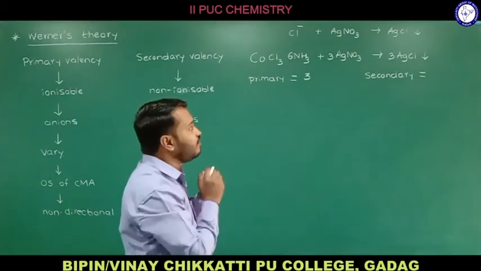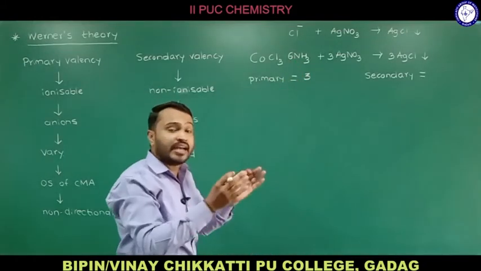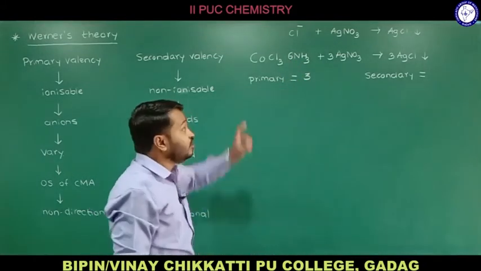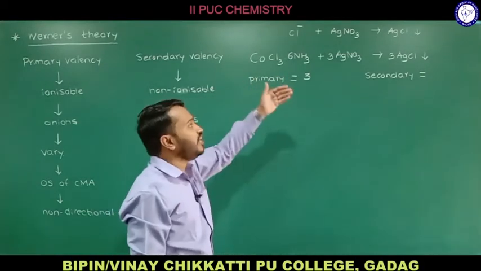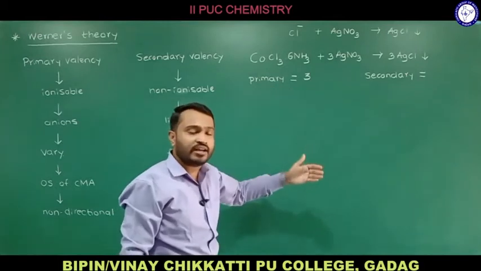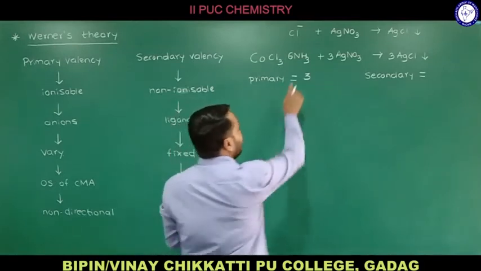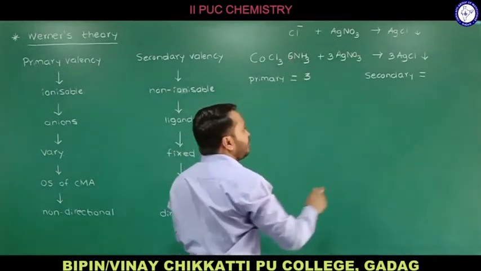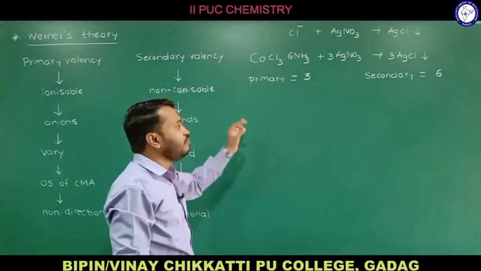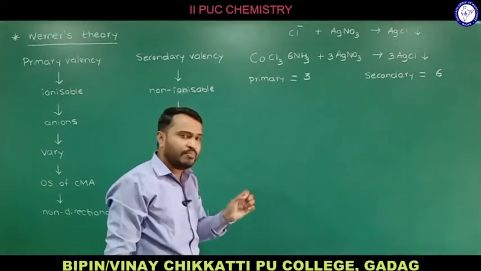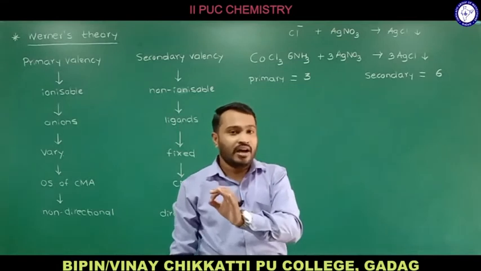And what about the secondary valency? One ligand is Cl minus, one more ligand is NH3, amine. Secondary valencies are non-ionizable. So in this coordination compound, NH3 does not undergo ionization, because AgNO3 reacts with the ionizable Cl minus only to give AgCl precipitate. How many NH3 do we have? We have 6 NH3. Therefore the secondary valency I am going to write here is 6. That is how you predict the primary valency and the secondary valency. The very important point is primary valencies are ionizable and secondary valencies are non-ionizable.